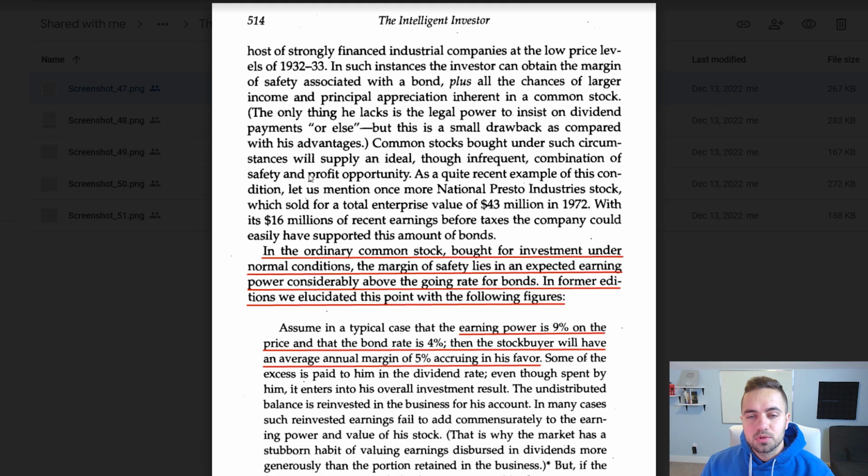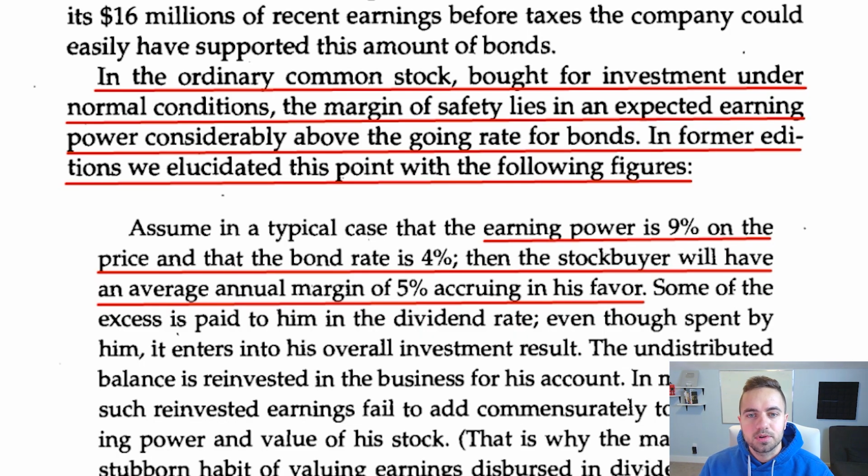And I actually went through The Intelligent Investor and I found the specific pages that explain what a margin of safety is. And again, you have got to find the yield of your stock to know if it has a margin of safety when you're buying it or not. So this is from page 514 of The Intelligent Investor, right near the end of the book. And that says, in the ordinary common stock bought for investment under normal conditions, the margin of safety lies in an expected earning power considerably above the going rate for bonds. In the former editions, we elucidated to this point with the following figures.